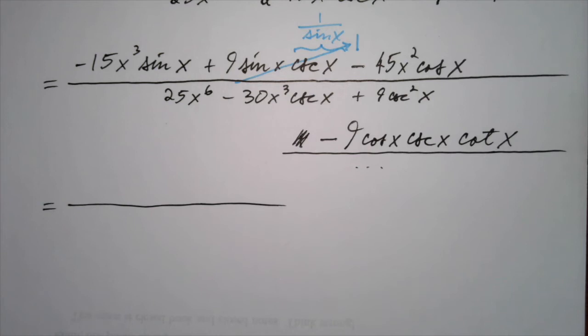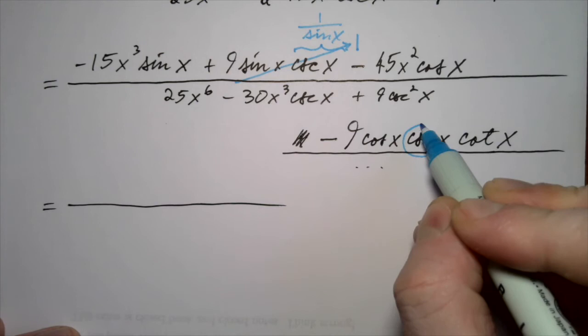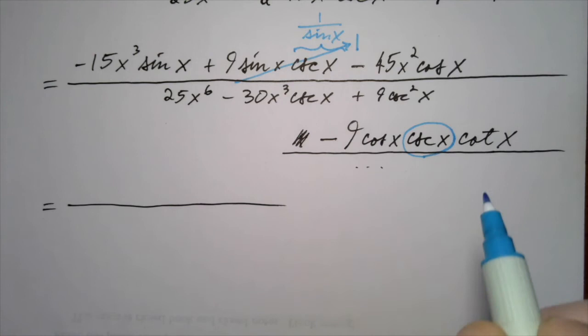Well, let's see, because of this cancellation, we were left with 9. Are there any other sorts of cancellations like that that we can do? In fact, there are, right? Because cosecant of x, that's 1 over sine. Cotangent of x, that's cosine over sine.